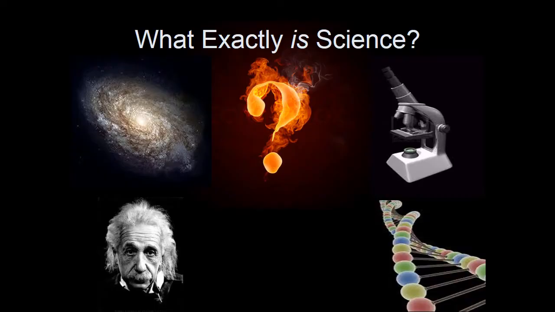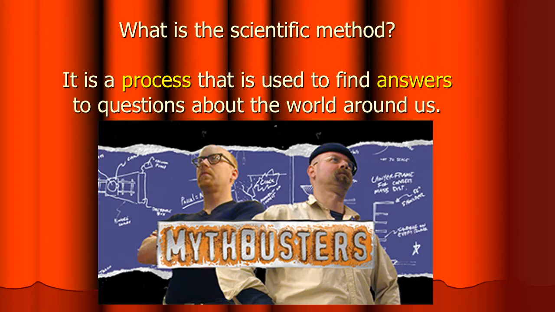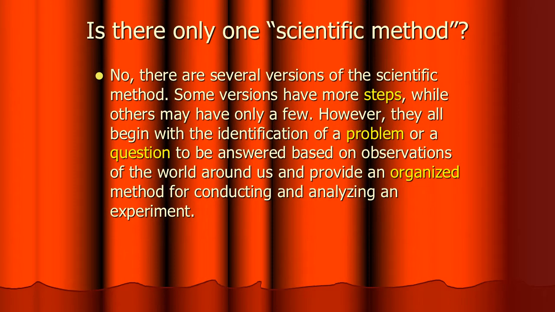So we're going to start off by talking about what science is. And basically science is just curiosity. It's trying to figure out the world around you. But it's very important that we do this in an organized way, and that's where the scientific method comes into play. The scientific method is basically a process that is used to find answers to questions about the world around us.